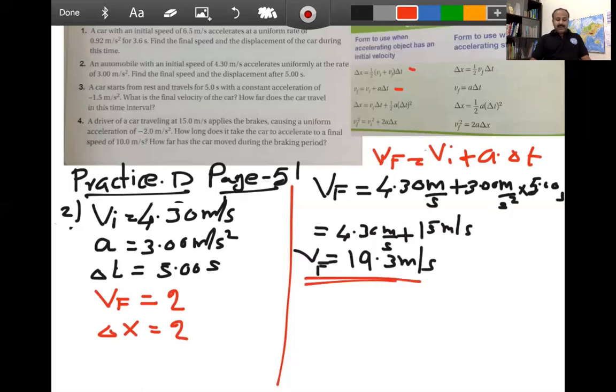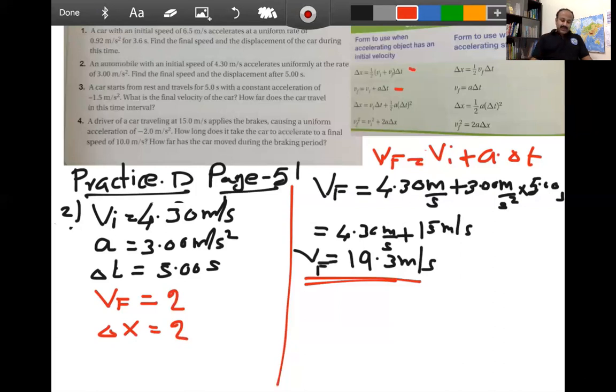For finding out delta x, we can look at the equations. If you look at the first equation, delta x is equal to half into Vi plus Vf into delta t. That equation you can use, okay, because Vi is given there, Vf just now we calculated, and delta t is also given there. So you can use that equation. Also, you can use the third equation. Delta x is Vi delta t plus half a delta t square. So both these equations will give you the same answer. Here in this case, I'm going to use the third equation. It's up to you. You can use either the first equation or the third equation, okay?